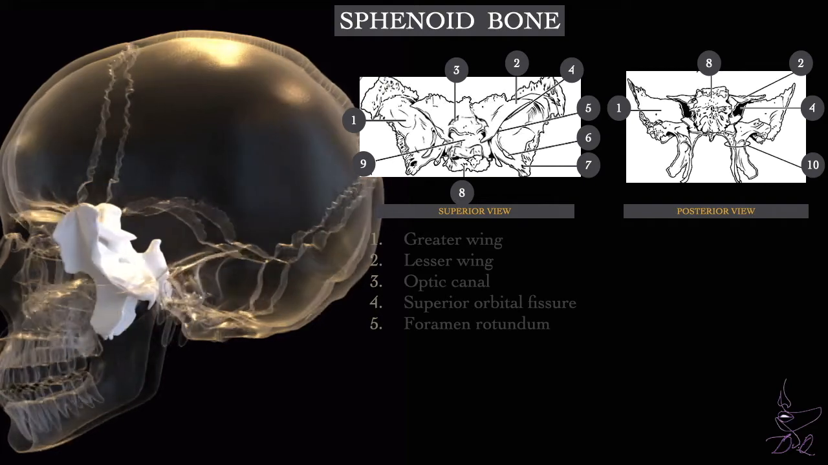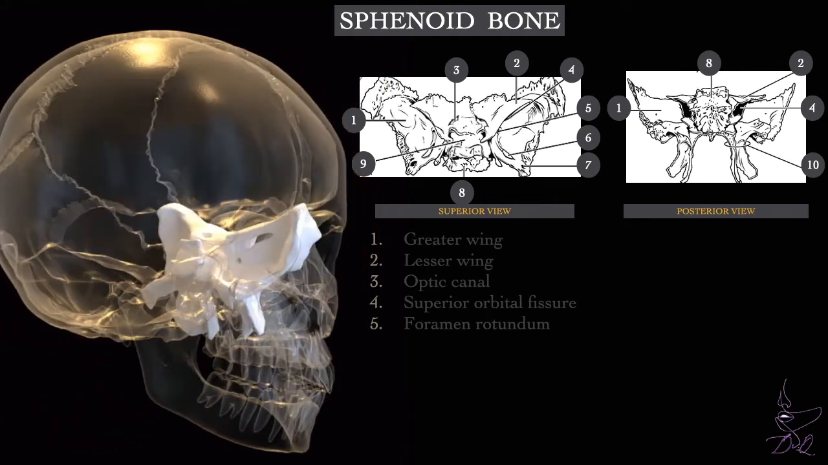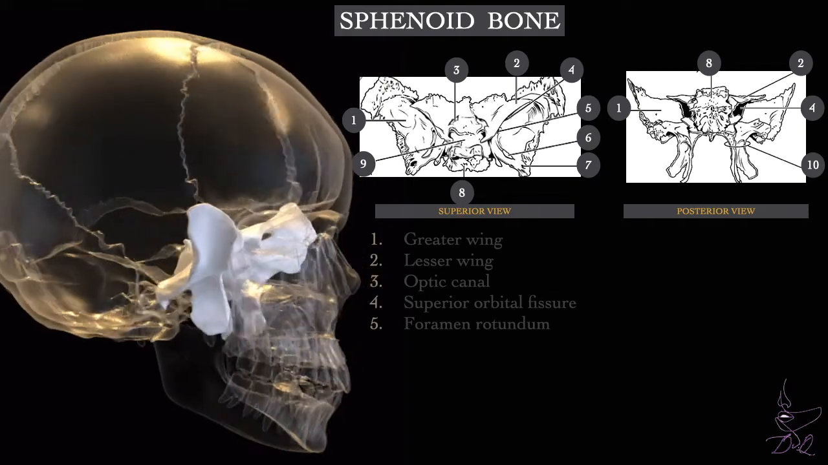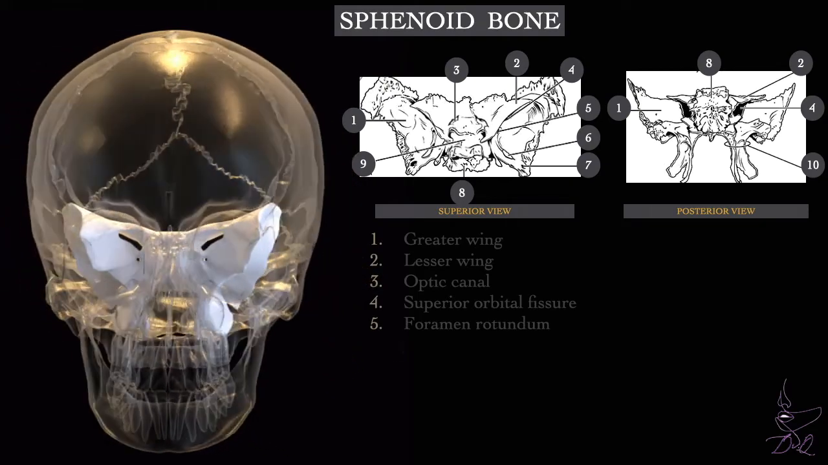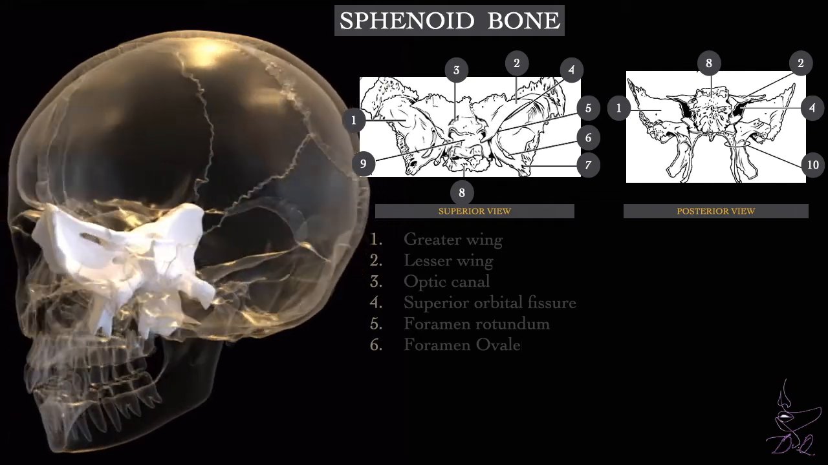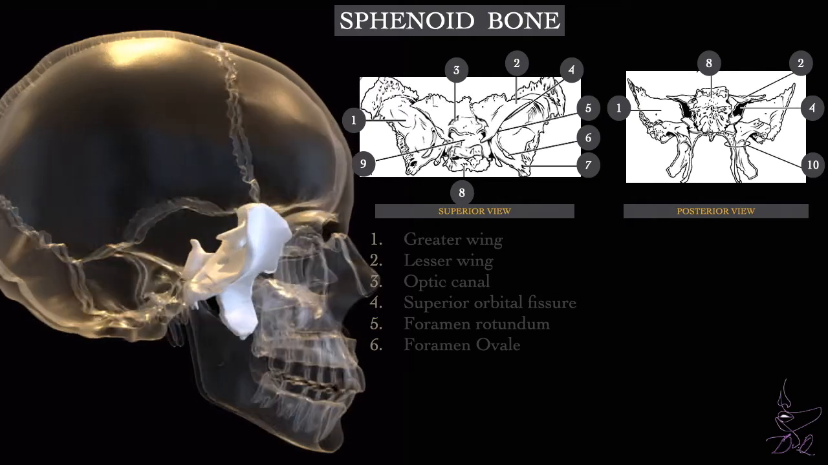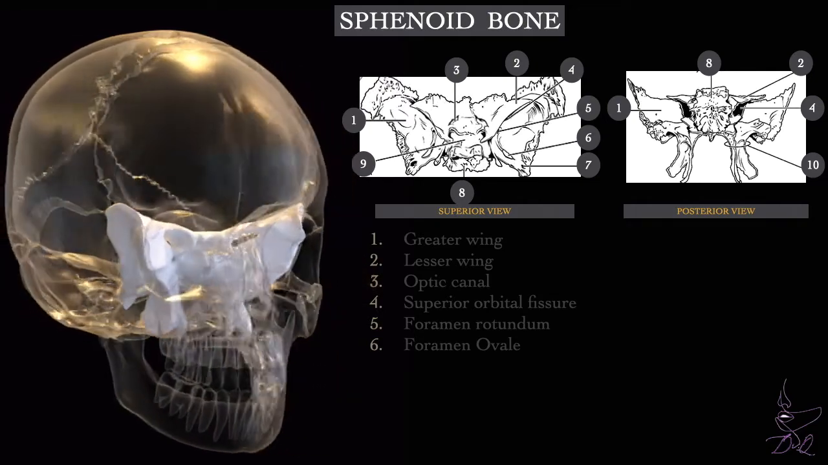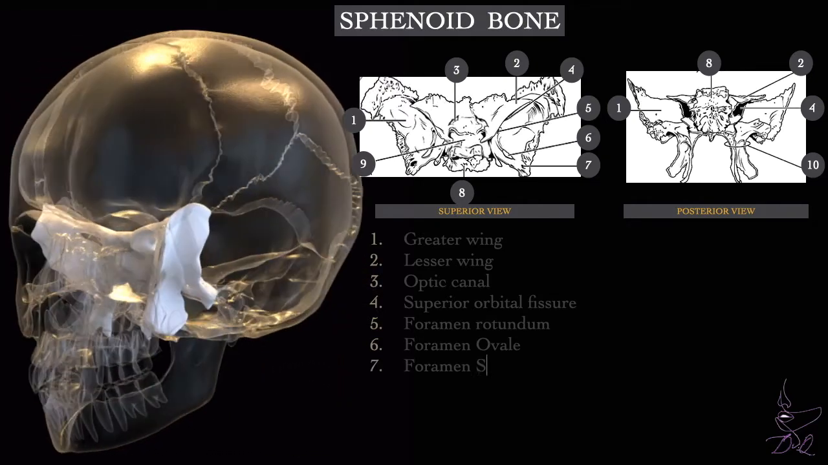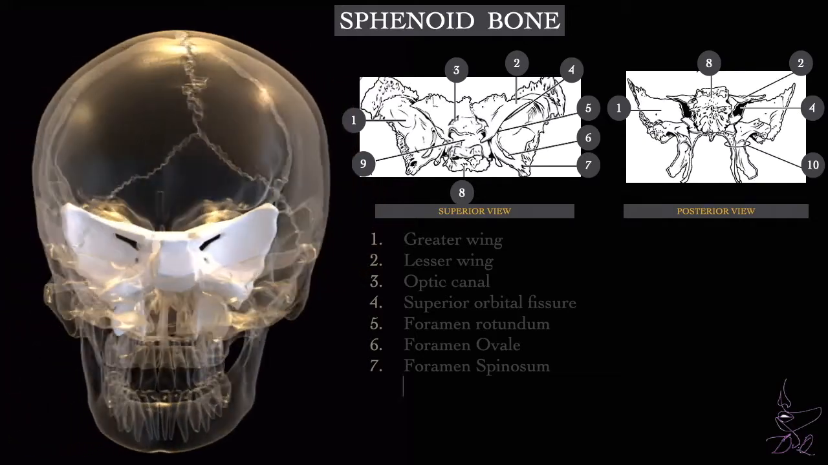Now the most anterior part of the greater wing has a foramen rotundum, through which passes the maxillary division of the trigeminal nerve. Posterior to the foramen rotundum is the foramen ovale, through which passes the mandibular division of the trigeminal nerve. Posterior and lateral to the foramen ovale is the foramen spinosum, through which passes the middle meningeal artery.